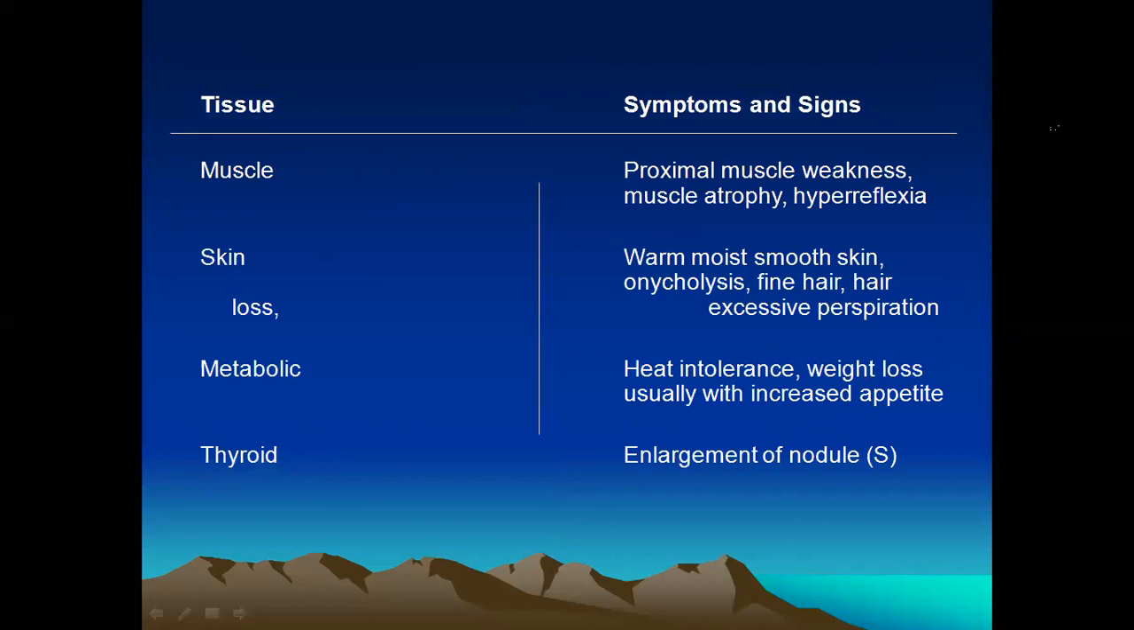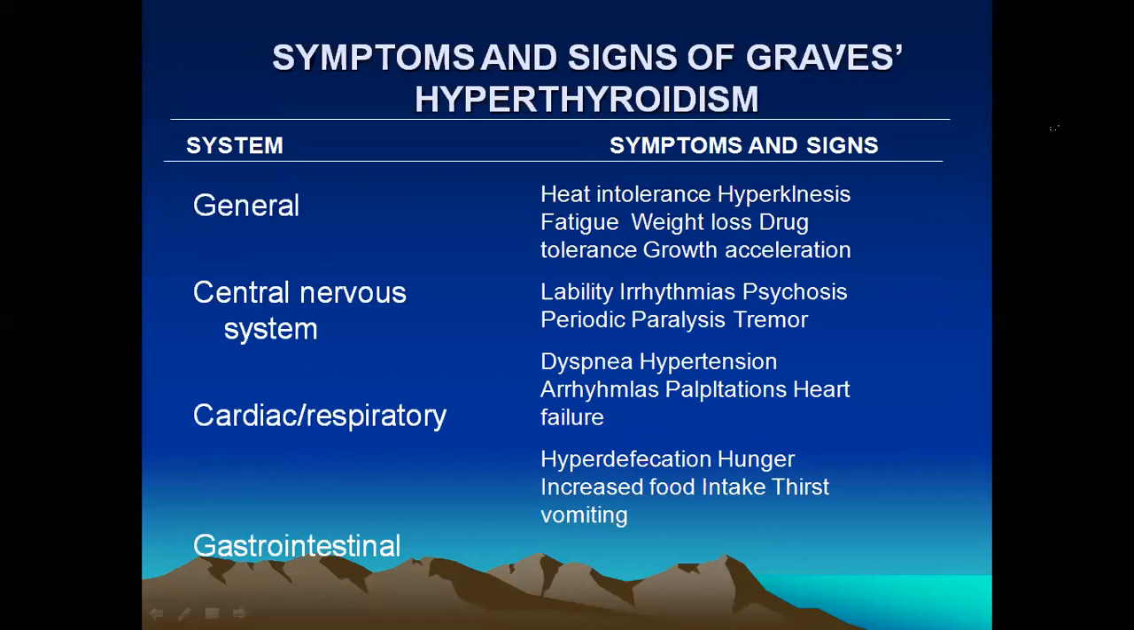I told you about the metabolic effects: heat intolerance and weight loss despite increased appetite. Then if you look at the thyroid, there may be a diffuse goiter or a palpable nodule. These are the symptoms which I already told you. In general, again repeating: heat intolerance, hyperkinesis, fatigue, weight loss, drug intolerance, growth acceleration, and in the central nervous system, lability, then psychosis, periodic paralysis, and tremors.